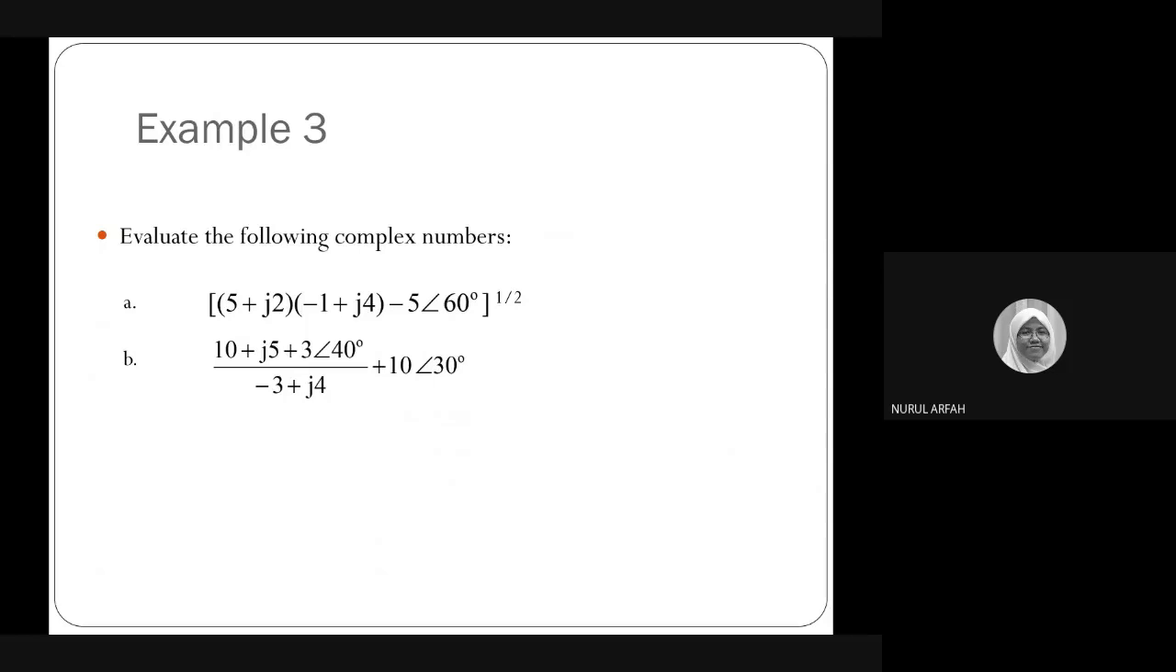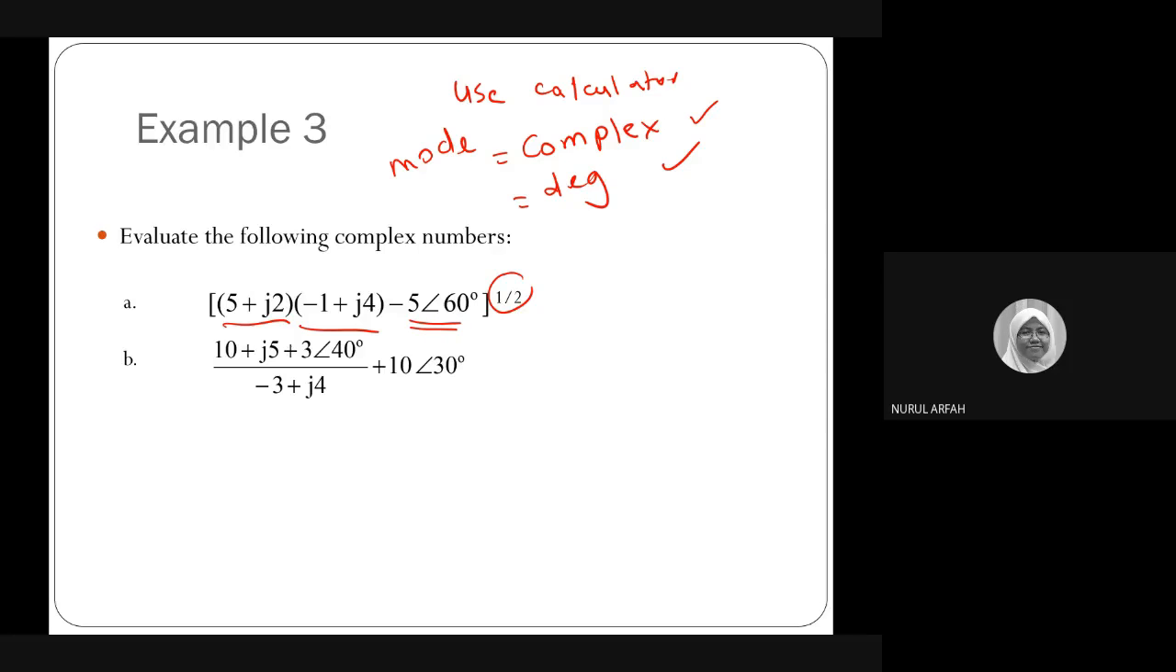Do you want to do an exercise on this or not? I prefer you to do this using your calculator. I am not going to show you how to use the calculator because I already made a video on this. Maybe later I will give you the link and then you try this example. But please use the calculator. You just need to make sure you use complex mode. Set the mode to complex and make sure the angle is in degree, so that you will have the correct answer. This one is in rectangular form and this one in phasor, polar form.